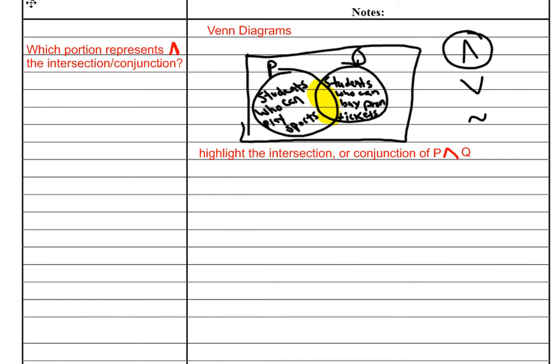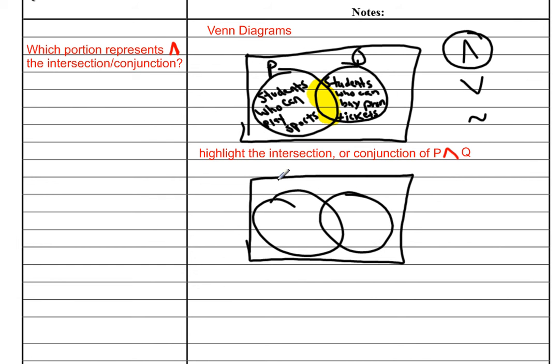We're going to draw this Venn diagram again, but instead of writing out students who can play sports and students who can buy prom tickets, we're just going to represent students that play sports as P, and students who can buy prom tickets as Q. So we're going to draw another Venn diagram with the same ideas. We have our two circles here. One will be P, one will be Q.